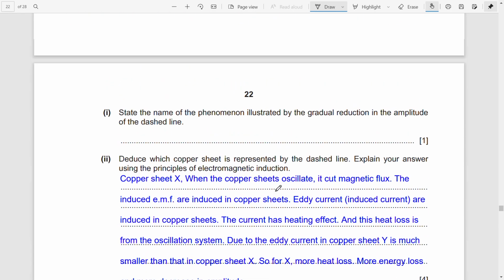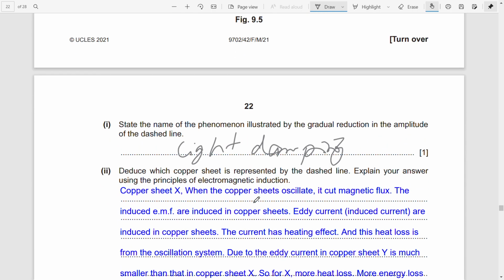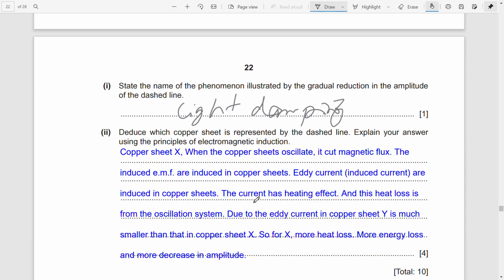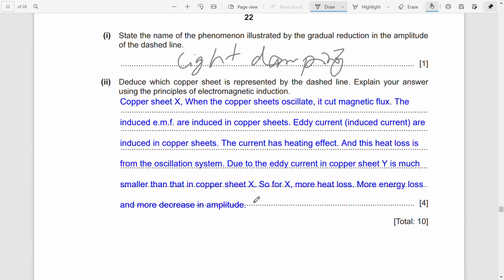What is the name of the phenomenon? Oh, light damping. So deduce which copper sheet is represented by the dashed line. Explain your answer using the principle of electromagnetic induction. If you do not know the concept of electromagnetic induction, then go to YouTube and get some idea about electromagnetic induction and jump into this question, because this question is about 4 marks, pretty tough.